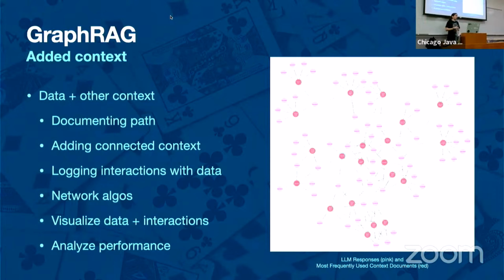You can also run network algorithms, looking at influential entities or how things are connected, whether they're really connected or not so connected. You can also visualize data and see the interactions and pinpoint things that don't look right or that are unusual, and analyze the LLM's performance. Did it answer things well? Are there gaps that we can improve? You can see this really, really easily in a graph data structure.